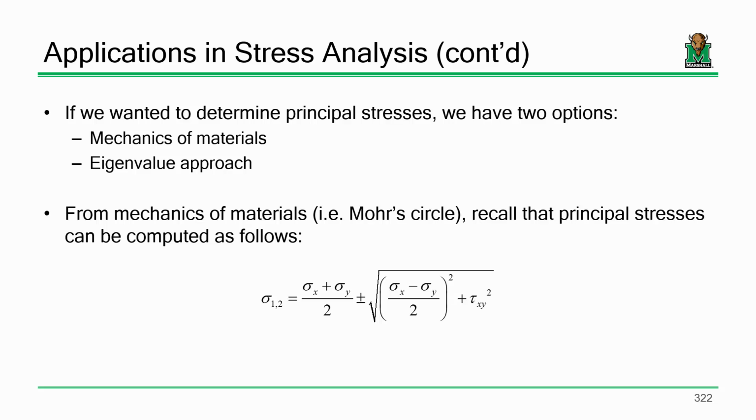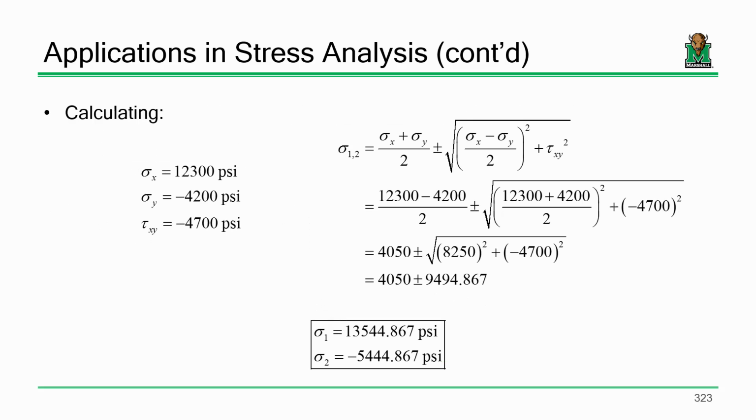The first approach is just to use what you learned in mechanics of materials or strength of materials, mechanics of deformable bodies, whatever you all called the class when you took it. And that's Mohr's circle. This should at least be vaguely familiar to the people in this room. Just open up your mechanics book, I guarantee you it's there. Your principal stresses, sigma 1 and sigma 2, are the average stress plus or minus this term that you see here, which is essentially plus or minus the radius of your Mohr circle.